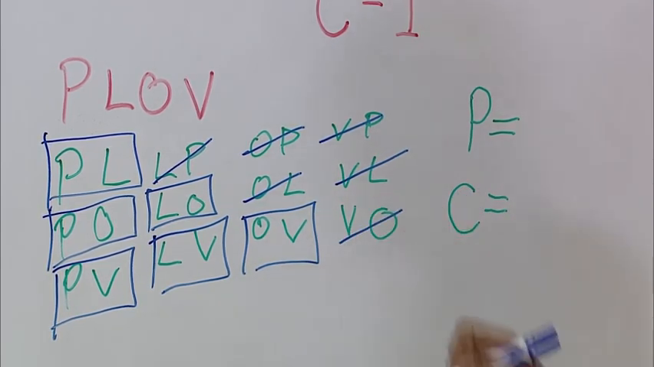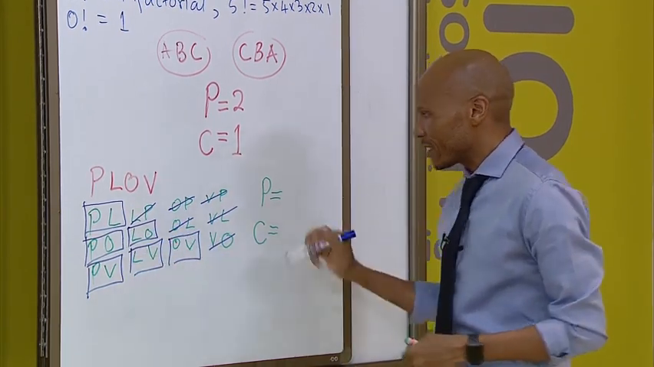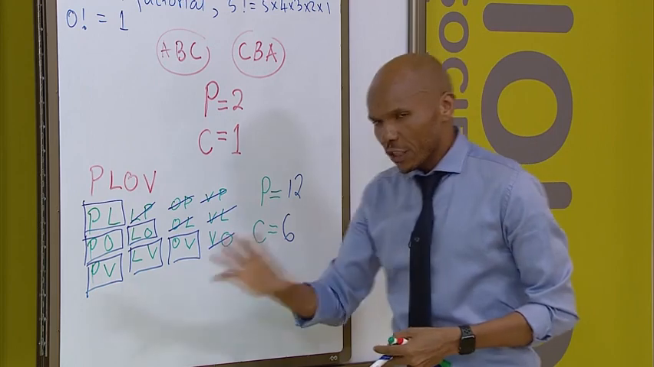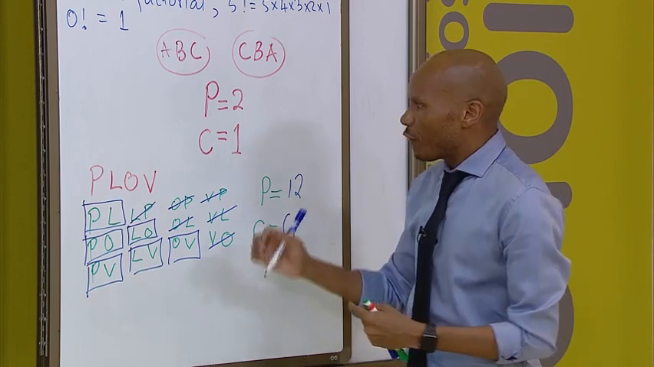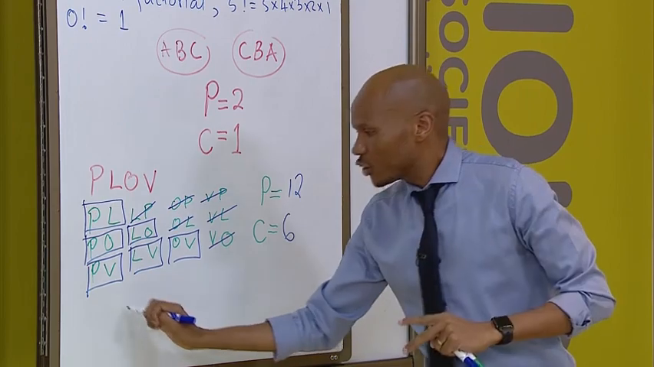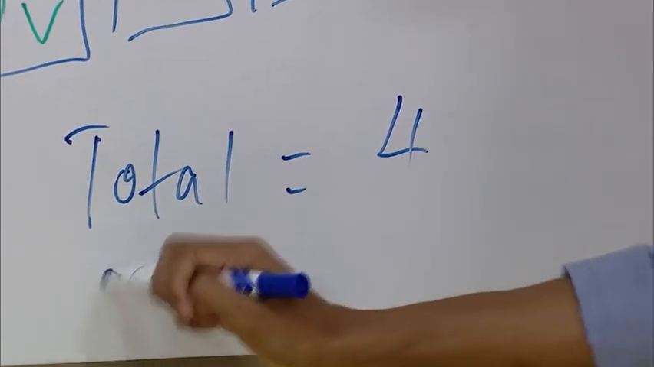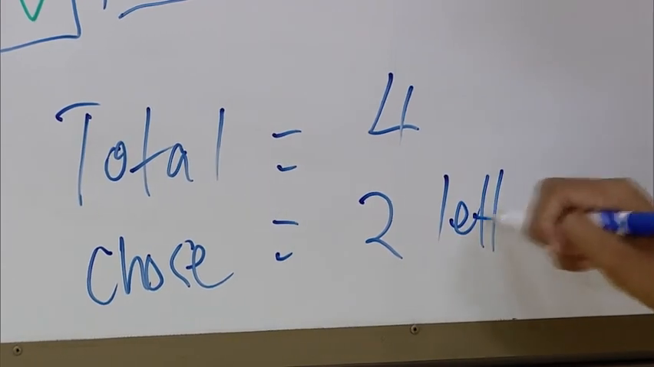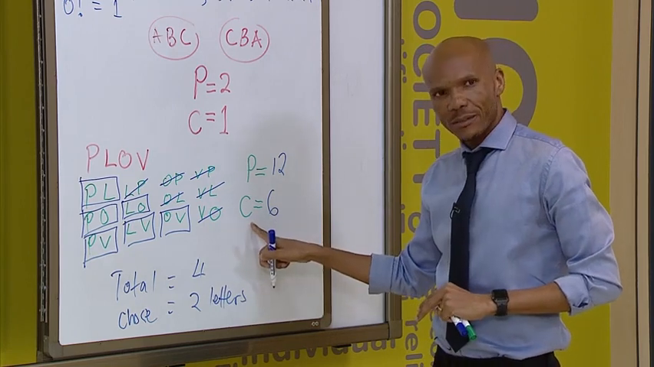So how many combinations do I have all in all? 1, 2, 3, 4, 5, 6. I've got 6 combinations. And here I had 12. Remember, in combinations, I didn't count the repeating ones. Of all these 2 letters that I chose here, I had a total of 4. And I chose 2. Of all the 2 letters, I didn't count the repeating ones in combination. Okay?